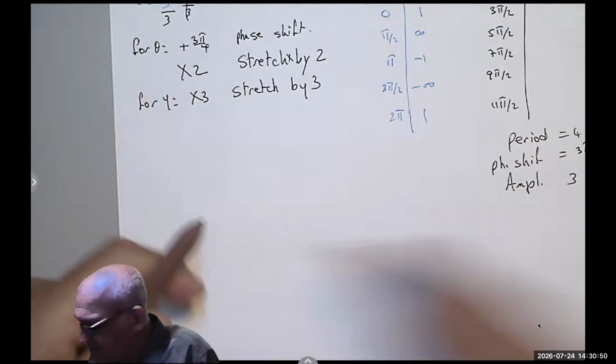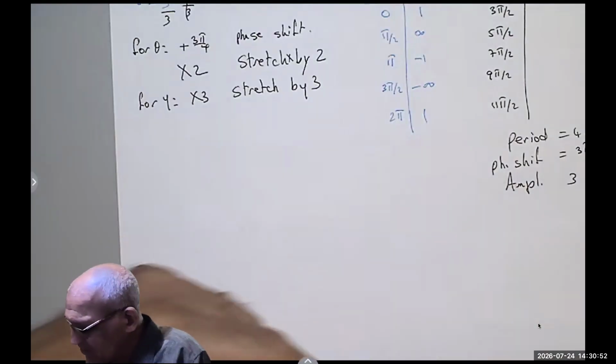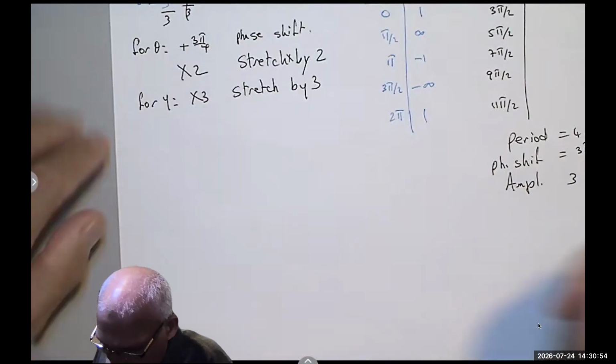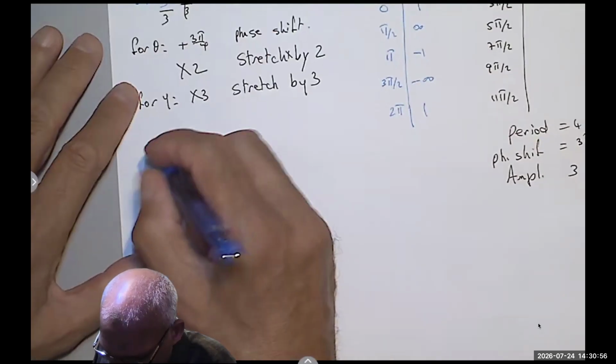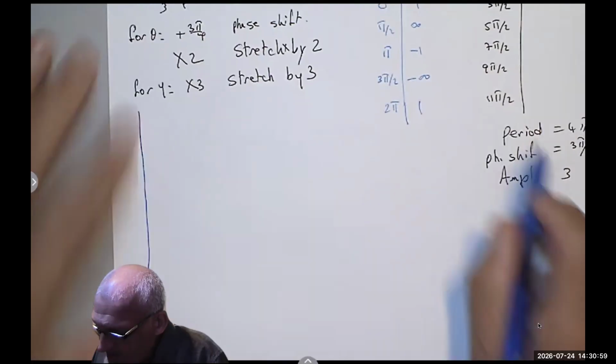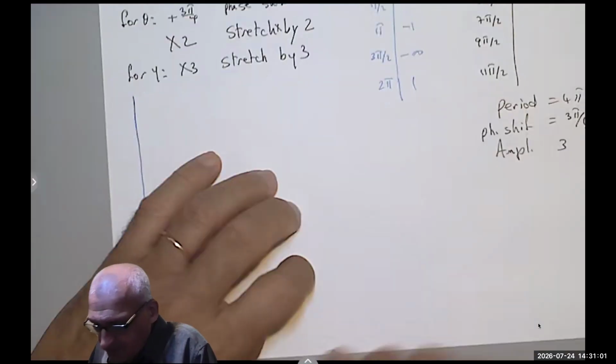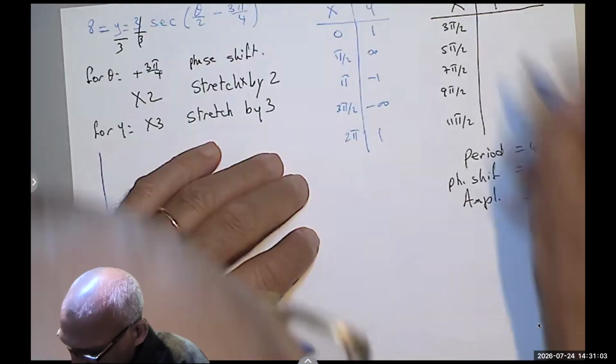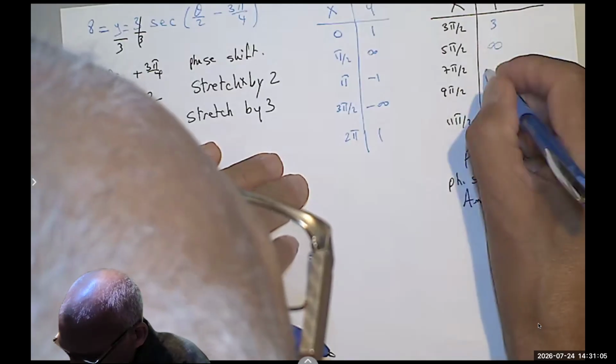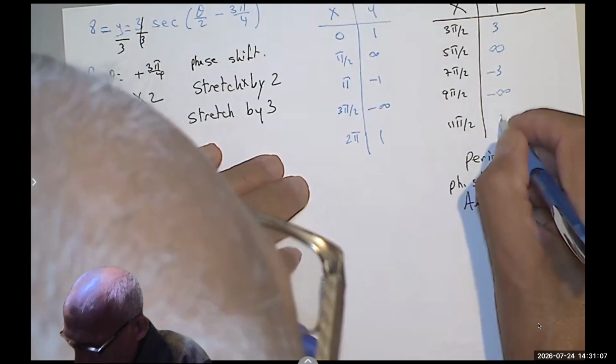So now, remember I told you how we are going to plot the original function? But here I go to, oh, we didn't stretch by 3. So 3, infinity, negative 3, negative infinity, 3.